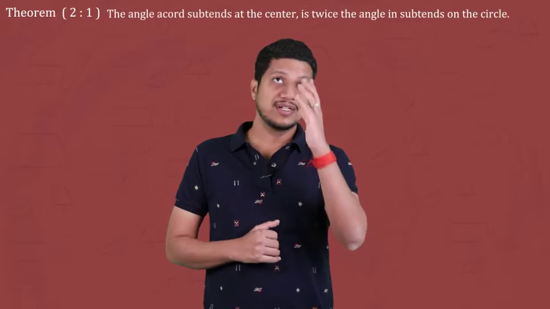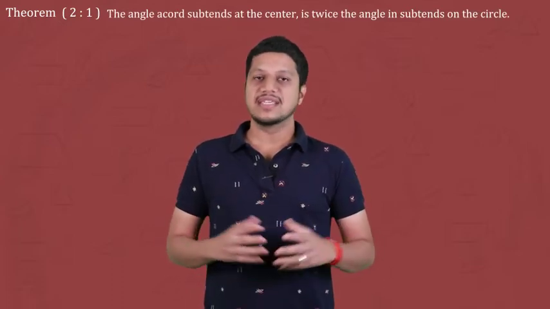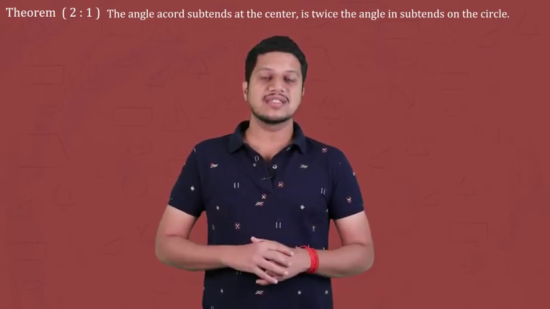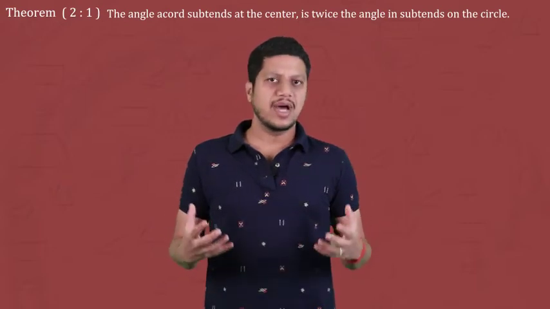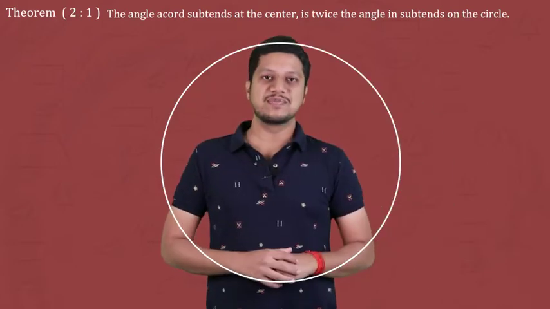It is called theorem 2:1. And here is how it is stated. It states that the angle a chord subtends at the center is twice the angle it subtends on the circle. To help you understand this theorem, let me first draw a circle for you.